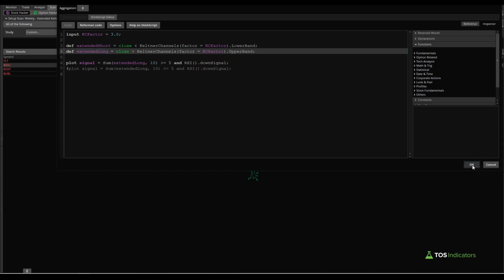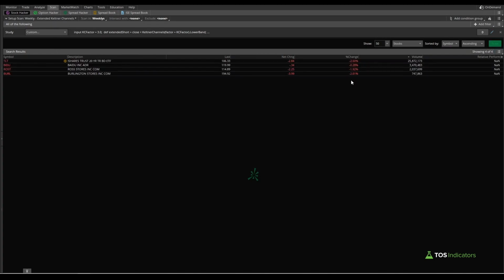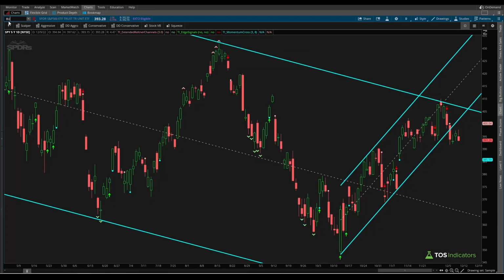So running that scan here, if I click OK and we run it, we get 4 different stocks that meet our criteria that also have weekly options. Inside of these 4, the one that stood out to me the most was Burlingame. So let's go ahead and take a look at that chart next.